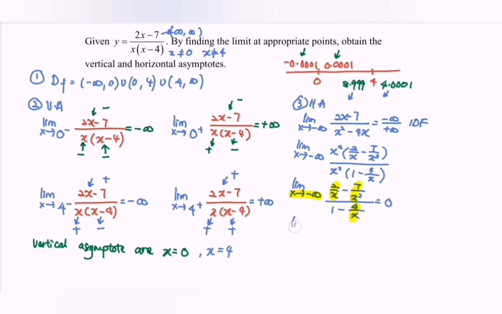Next, limit when x approaching positive infinity, we have the situation 2 over x minus 7 over x squared over 1 minus 4 over x. The value of y will be approaching 0 as well. So the horizontal asymptote is y is equal to 0. So here we have the vertical asymptotes, x equals to 0, x equals to 4. As for the horizontal asymptote, we have y is equal to 0.